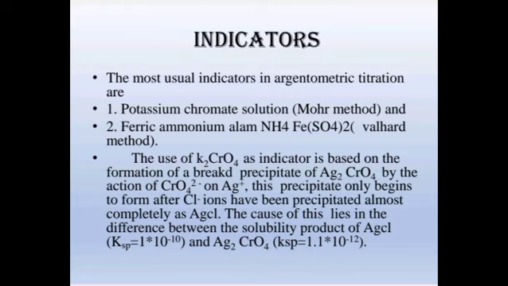The use of K2CrO4 as indicator is based on the formation of a brick-red precipitate of Ag2CrO4 by the action of CrO4 2- on Ag+. This precipitate only begins to form after Cl- ions have been precipitated almost completely as AgCl. The cause of this lies in the difference between the solubility products of Ag2CrO4 and AgCl. Here the solubility product of AgCl is 1 into 10 to the power minus 10.